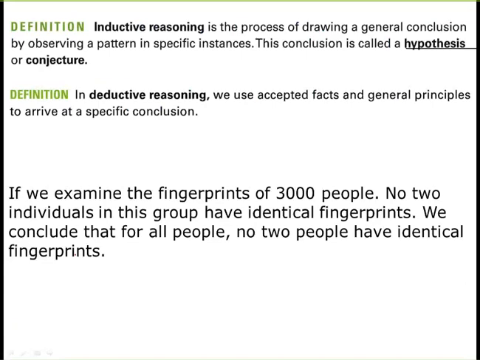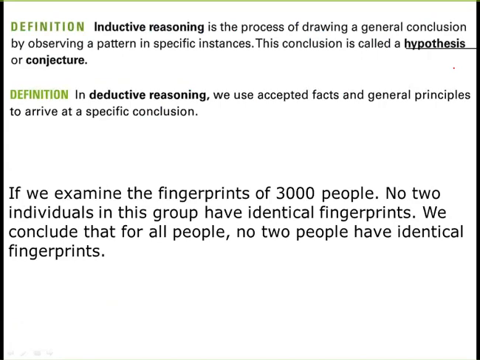So let's take a look. We've got fingerprints of 3,000 people. No two individuals in this group have identical fingerprints. We conclude that for all people, no two people have identical fingerprints. So the question is, what type of reasoning is this? Is this inductive, looking at a pattern and then making a hypothesis? Or is this using accepted facts and general principles to arrive at a specific conclusion?